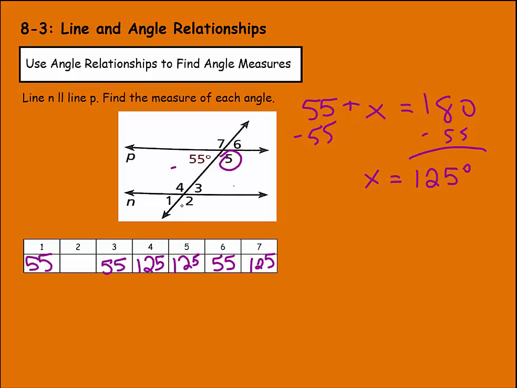Angle 2 then matches up with angle 5. They're both the bottom right. Angle 5 is 125. Angle 2 is 125. So only knowing one angle in this entire transversal problem, we can solve all other angles using all the properties we just learned.